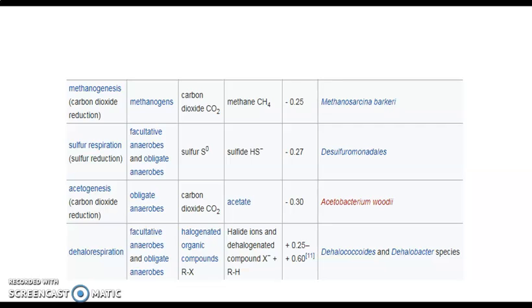Then next is acetogenesis, that is carbon dioxide reduction. This takes place in obligate anaerobes, and carbon dioxide is the substrate and the end product is acetate. Example, Acetobacterium woodii. The next is dehalorespiration, which takes place in facultative anaerobes and obligate anaerobes. Here the substrate is halogenated organic compounds, which are converted to halide ions and dehalogenated compounds. Examples, Dehalococcoides and Dehalobacter species.